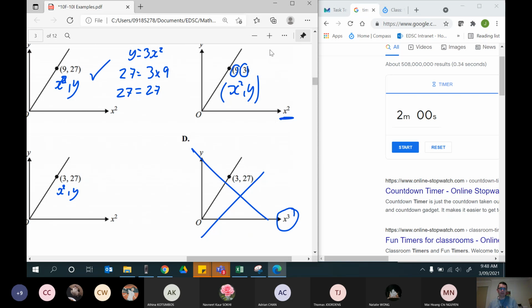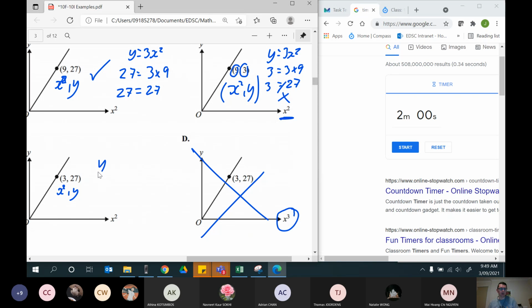Let's look at it over here. y equals 3x squared. Okay, y is 3. 3 equals 3 times x squared, which is 9. Well, 3 times 9 is 27. So that does not equal, so it can't be that one.